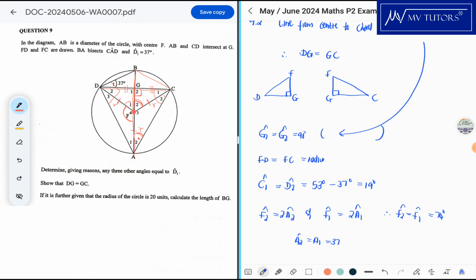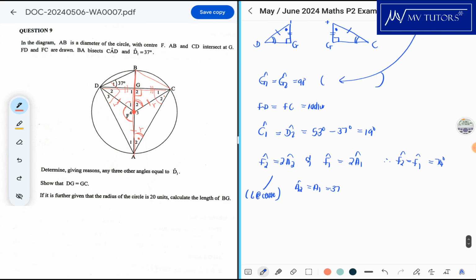Sorry, I forgot to provide the reason: angle at center. So having done that, I've shown that the F's are equal to each other, that D is equal to C, and G is equal to G. Also FD is equal to FC, FG is equal to FG. Therefore DG has to be equal to GC. I guess that's what they wanted. All right, and that's that.